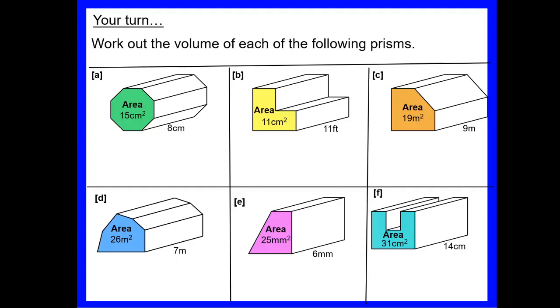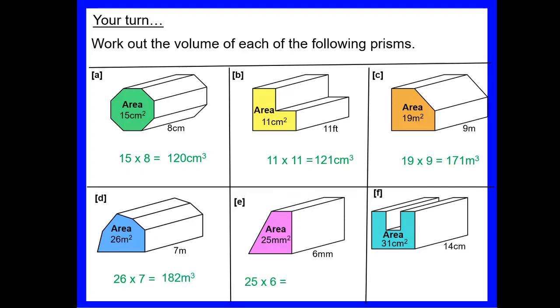Okay, so let's go through these then. So the first one then, we've got 15 times 8, which is 120 centimetres cubed. For the second one, we've got 11 times 11, which is 121 centimetres cubed. C is 19 times 9, which is 171 metres cubed. D, 26 times 7, 182 metres cubed. For E, we've got 25 times 6, which is 150 millimetres cubed. And finally, 31 times 14, which is 434, and that should say centimetres cubed there.